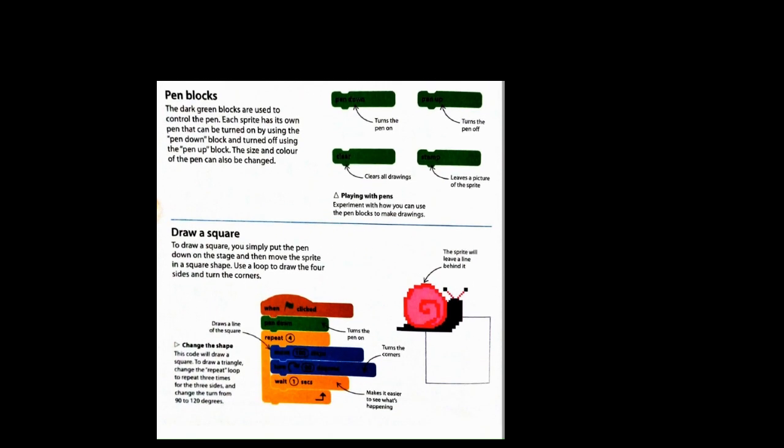Pen blocks. The dark green blocks are used to control the pen. Each sprite has its own pen that can be turned on by using the pen down block and turned off using the pen up block. The size and color of the pen can also be changed.